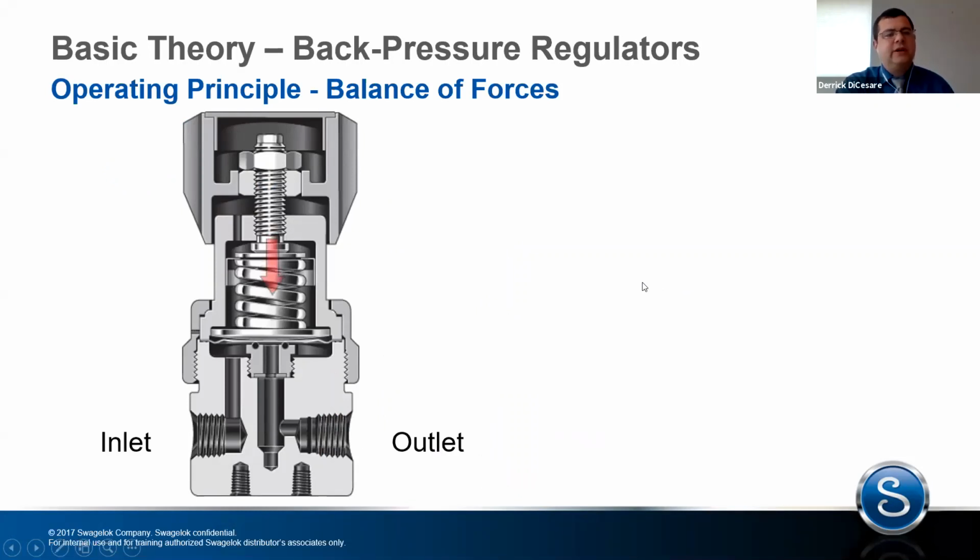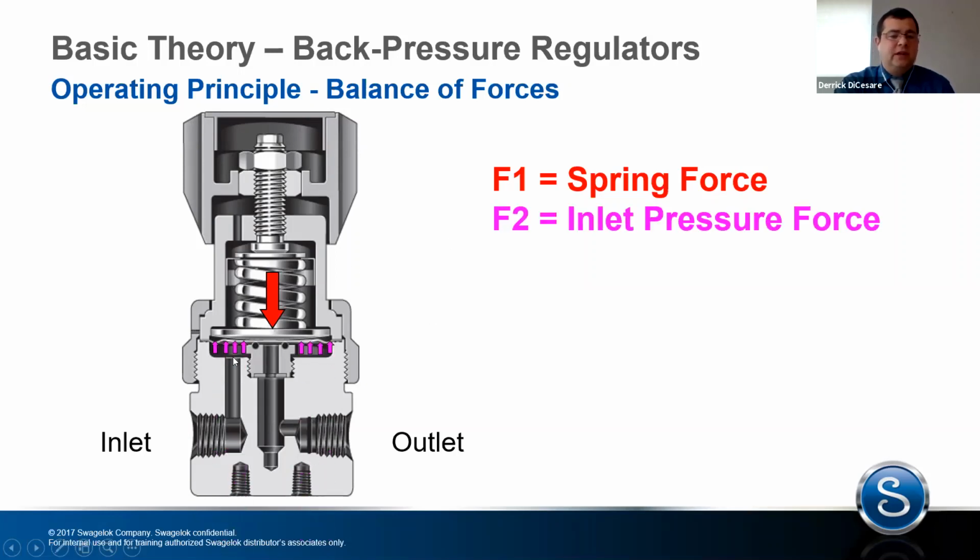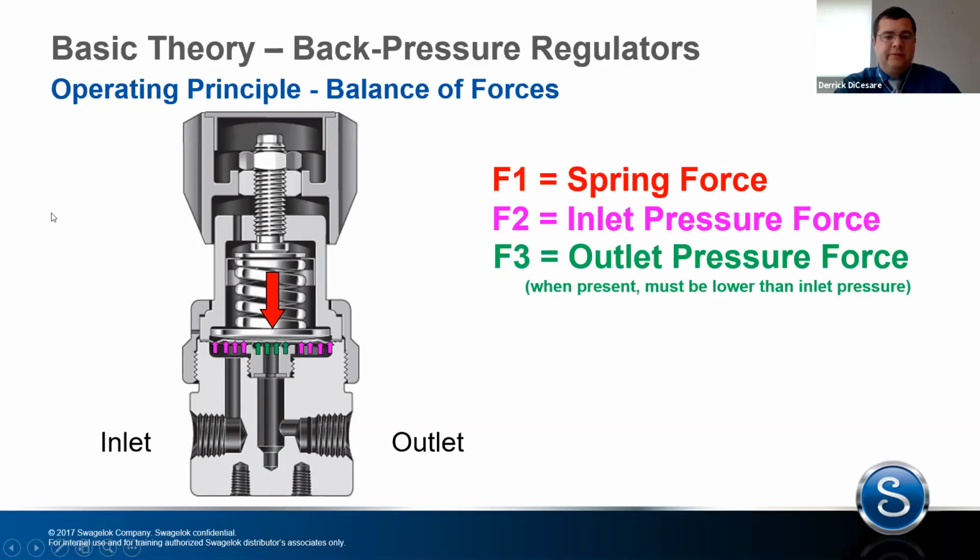We still have a balance of forces equation for a back pressure regulator. It's a little bit simpler. You still have F1 as the spring force. F2 is going to be your inlet pressure force instead of the poppet spring force, because there's no poppet spring in this instance. And then F3 is going to be your outlet pressure force.